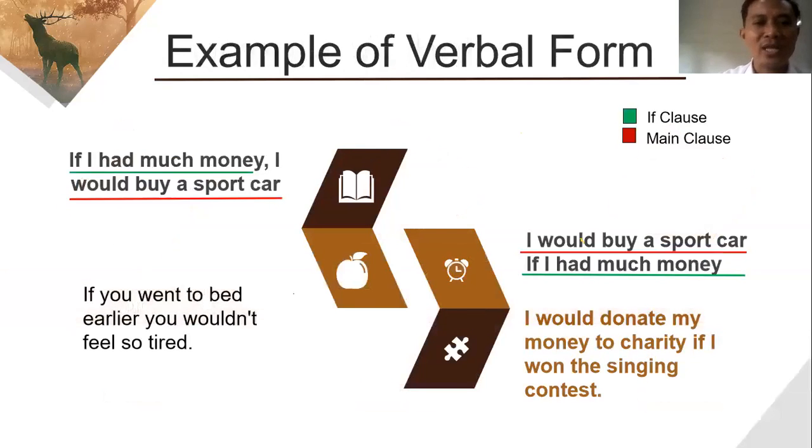Okay, this is an example of verbal form. A verbal sentence has a verb. If I had much money, I would buy a car. Had is a verb. If I had much money, I would buy a sport car. Buy is also a verb. So had is past tense. Would is past future, and then connected with verb 1.